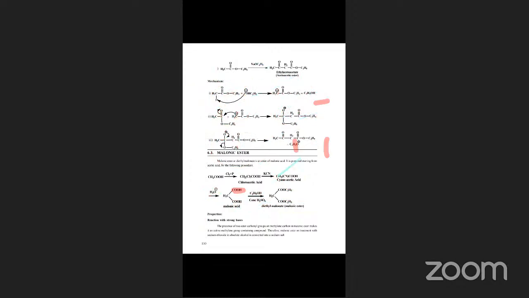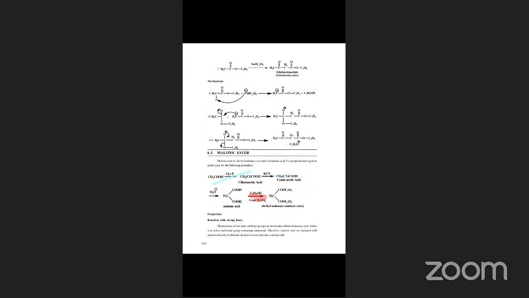So this is also important. I will explain once again. Malonic ester or diethyl malonate, both are the same. It comes from the ester of malonic acid. It is prepared starting with acetic acid by halogenation. This reaction is HVZ reaction. This is a substitution reaction and hydrolysis. Then with alcohol, they give malonic ester.